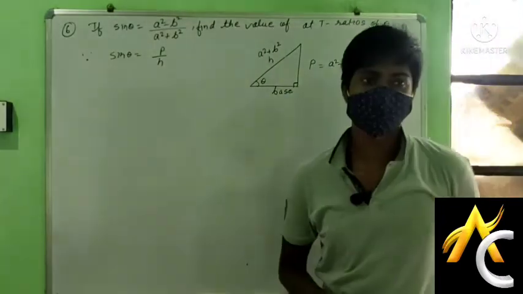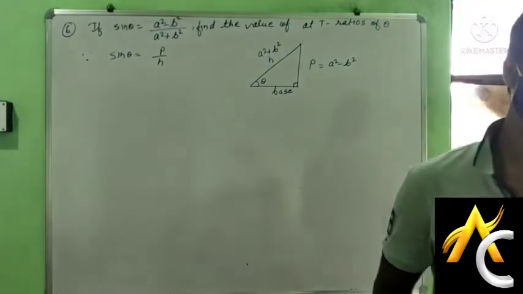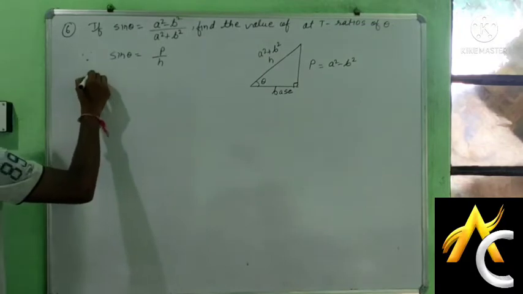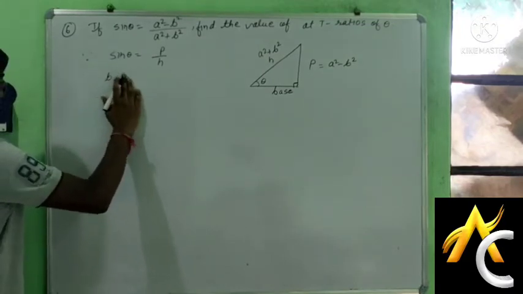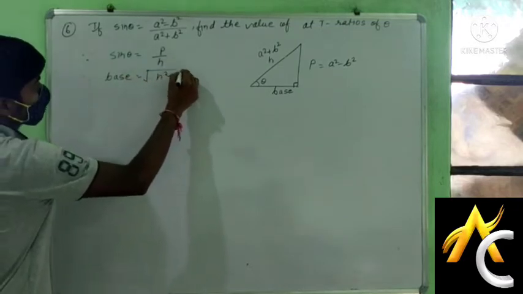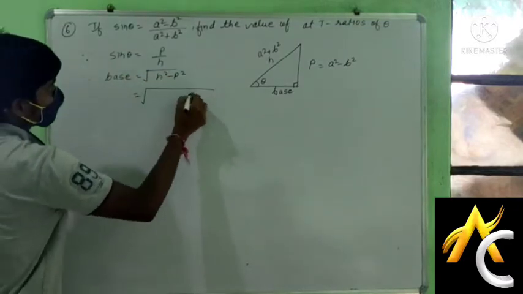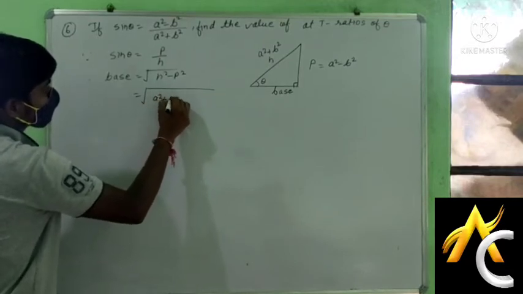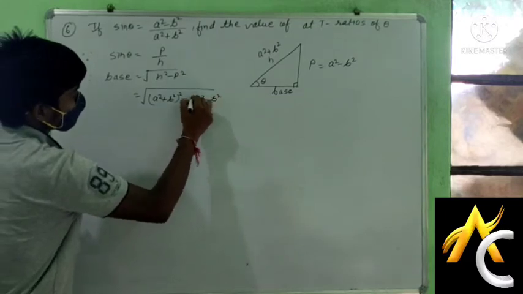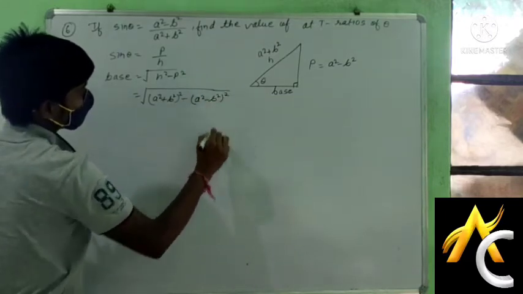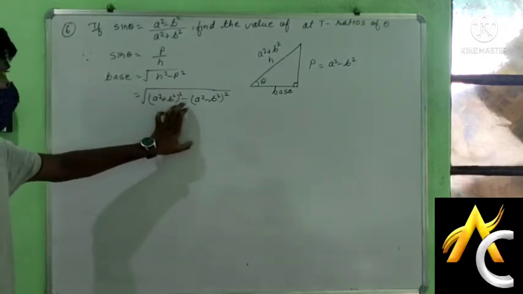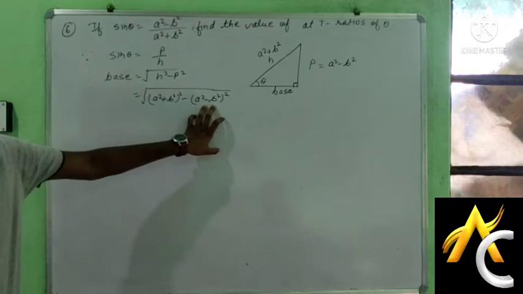क्या होगा फॉर्मूला b का? Excellent. b is equal to root under h square minus p square, that is base is equal to root under h square minus p square. So it will be like that, a square plus b square whole square minus a square minus b square whole square, right?